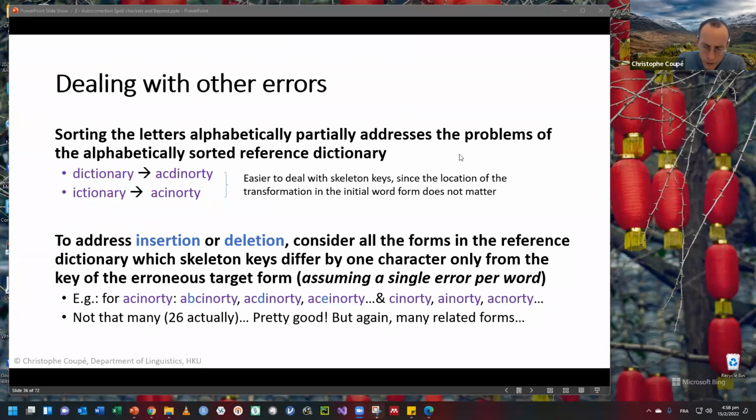Do you see my point? Do you see that basically the idea is to reduce the complexity of the lexical form by computing these skeleton keys, and then we can use them to try to find the plausible corrections for something that is not found in the reference dictionary, something like dictionary or invention.